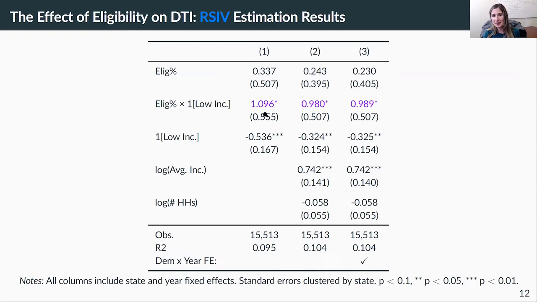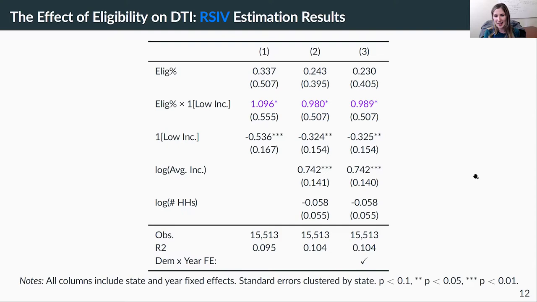So what this point estimate, for example, in the third column means is that a 1 percentage point increase in eligibility in a low income county is associated with about a 1 percentage point increase in households' DTI. So the DTI is rising by just under a percentage point. And we'll also see here that low income is associated with less debt overall, similar to what we saw with that hump-shaped graph from before, and having higher income, just in this more flexible version with the log average income, is also associated with a higher DTI.